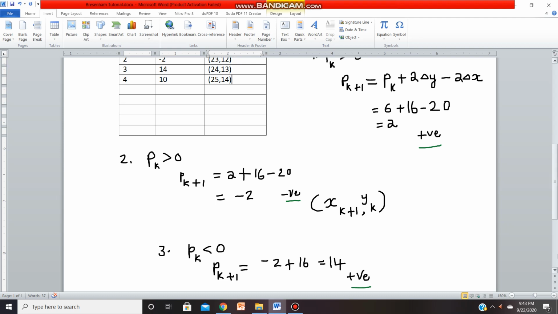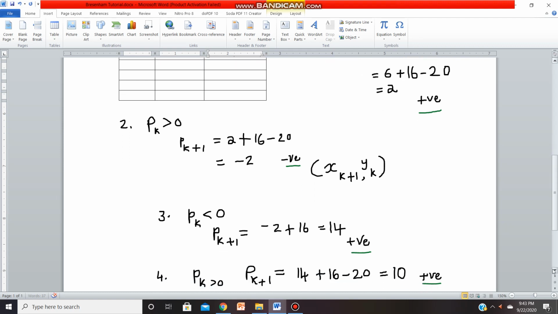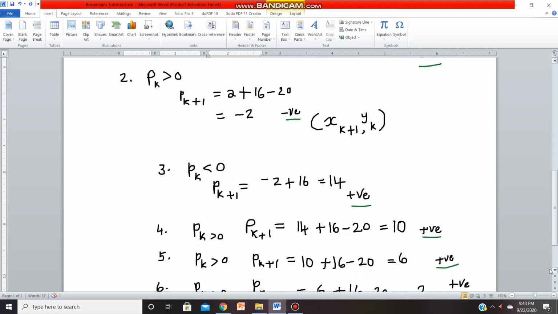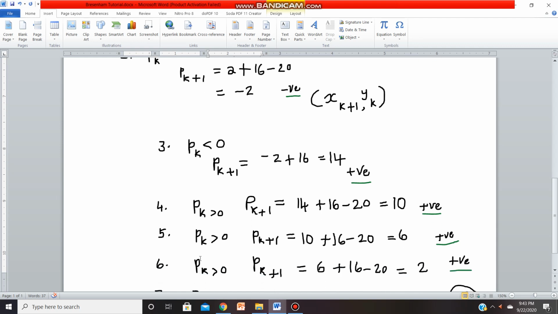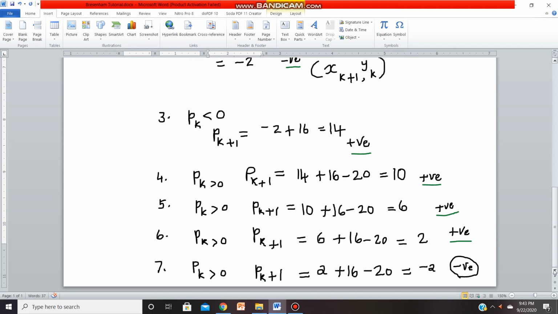Similarly, next value I will be calculating for k is equal to 5. Again pk is greater than 0. So pk plus 1 is equal to pk plus 2 delta y minus 2 delta x. It is coming to be 6. And for the next value, greater than 0, I am calculating in the same way. The value is coming to be 2. Okay, right. So the one more I'll fill later.